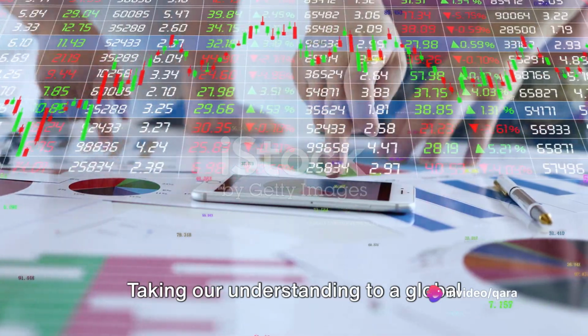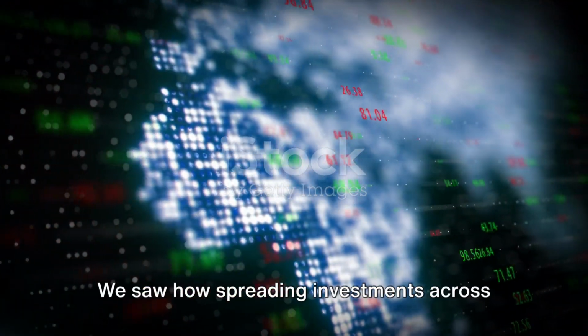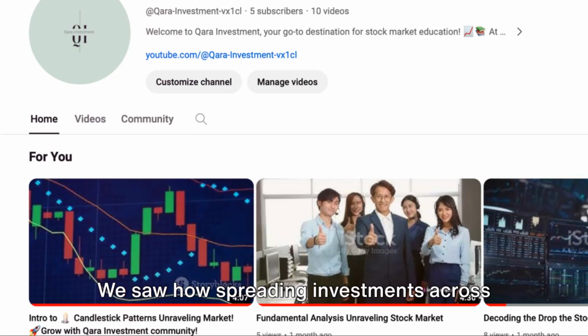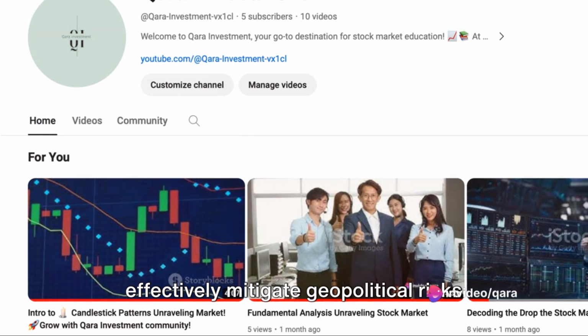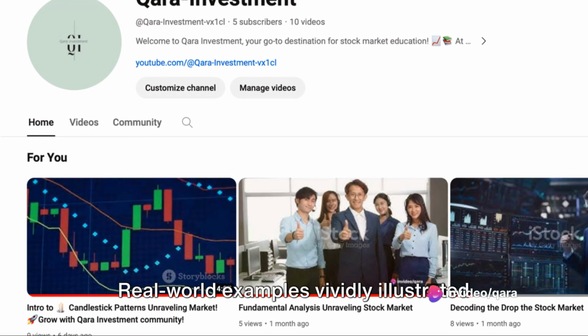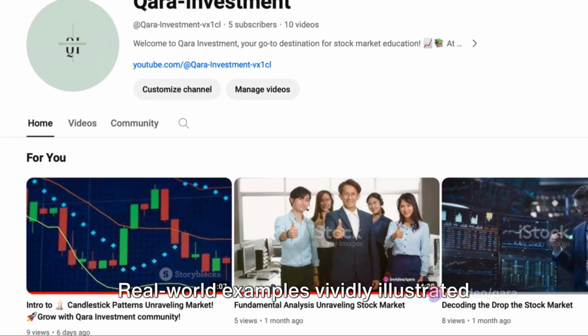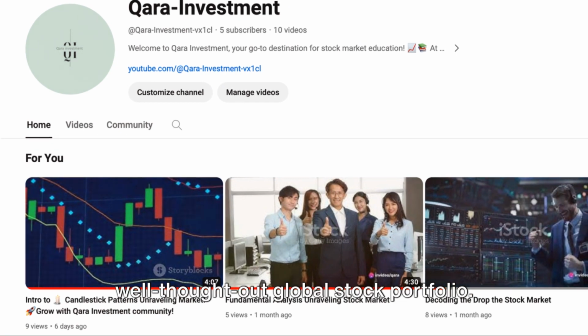Taking our understanding to a global level, we explored the dynamic realm of geographic diversification. We saw how spreading investments across different regions and countries can effectively mitigate geopolitical risks and enable us to capitalize on diverse economic conditions. Real-world examples vividly illustrated the resilience gained through a well-thought-out global stock portfolio.